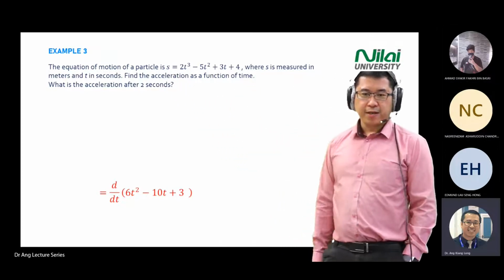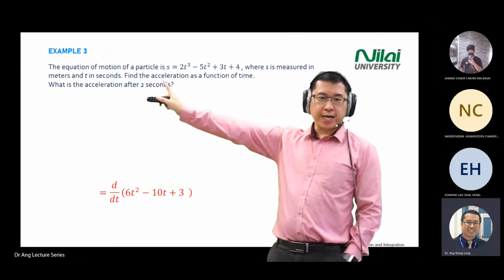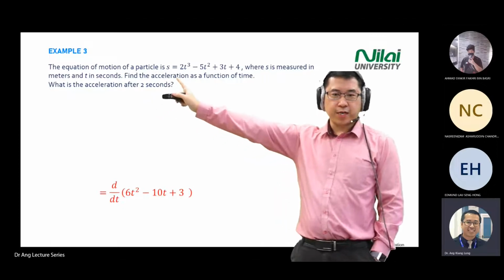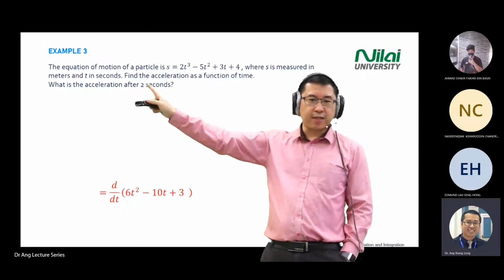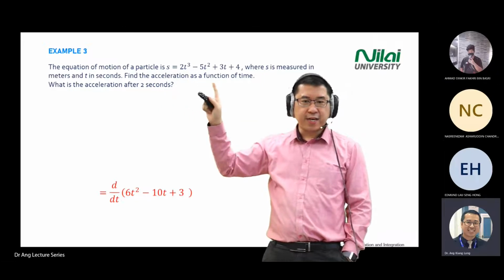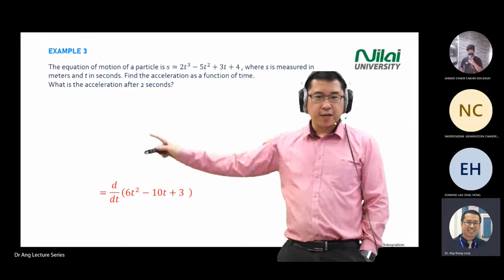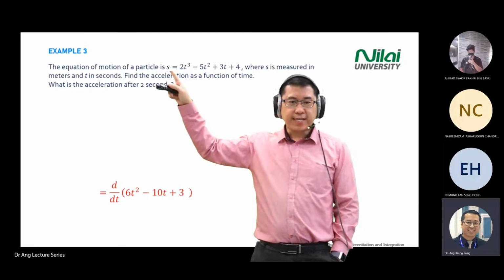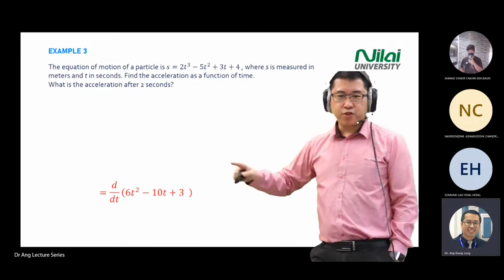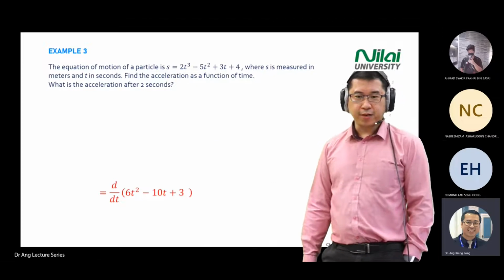Okay. This question, because you apply it to a motion, that's why you use the S and T. So S measured in meters, T in seconds. Find acceleration as a function of time. What is the acceleration after 2 seconds? So S is the distance traveled by the particle.